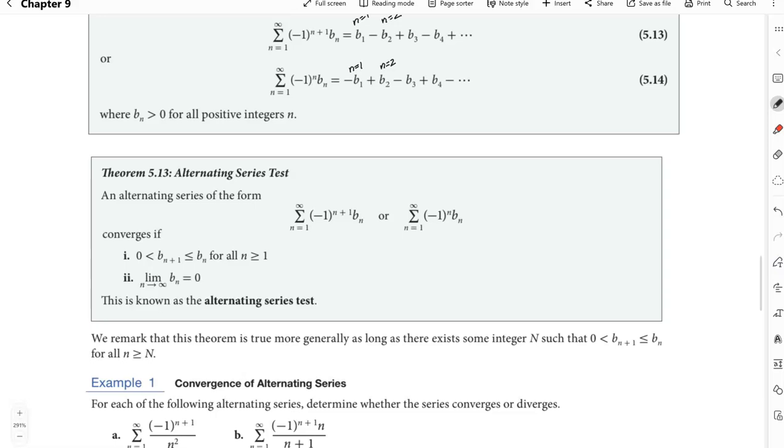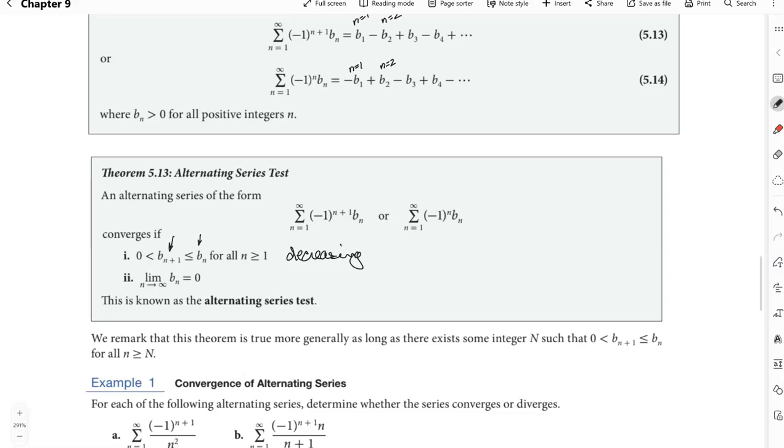So there's a test for alternating series. An alternating series that's in one of those forms is going to converge if two criteria are met. The first criteria says that 0 has to be less than b sub n plus 1, which is less than or equal to b sub n, which means that the next term has to be smaller than or equal to the previous term. So I've got something that's decreasing here.